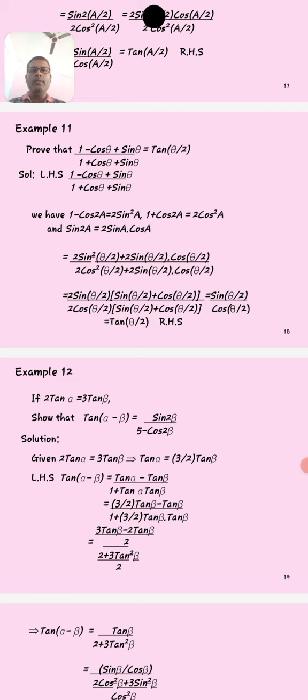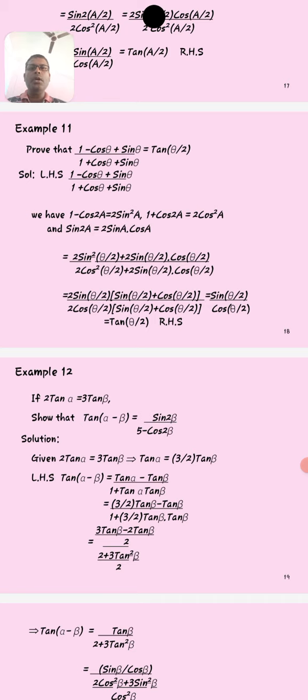Here 2 cancels, and sin theta by 2 plus cos theta by 2 cancels in both numerator and denominator. We get sin theta by 2 divided by cos theta by 2. That means what? Sin by cos is equal to tan. So we get tan theta by 2, which is the RHS part.